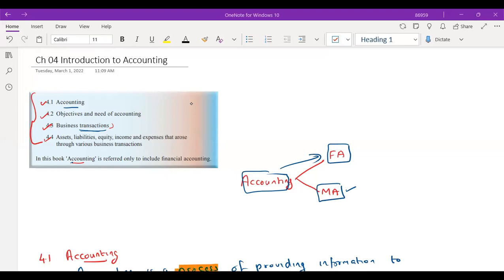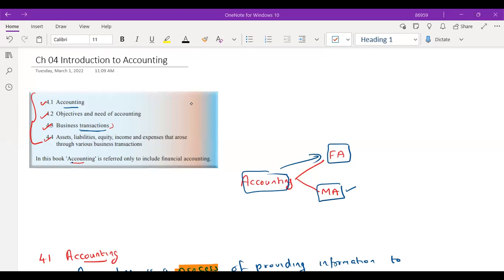Hi everyone. So in this video, we will discuss chapter number 4, Introduction to Accounting. This is chapter number 4 in your grade 10 textbook of Business and Accounting Studies. Chapters number 1 to 3 discuss business studies. And from chapter number 4 onwards, you will be introduced to accounting. And in this chapter number 4, there are 4 subsections to it.